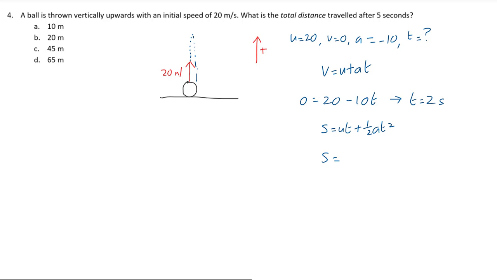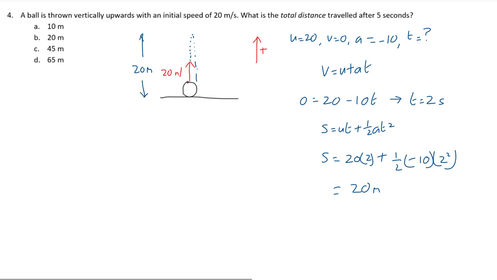So we have s is equal to ut, that's 20 multiplied by 2, plus a half at squared, that's a half multiplied by minus 10, remember acceleration is acting in the negative direction, multiplied by t squared, multiplied by 2 squared. Remember 2 we worked out earlier. Working that out, we then get s is equal to 20 meters. That means the displacement from its initial position to its maximum height is 20 meters.